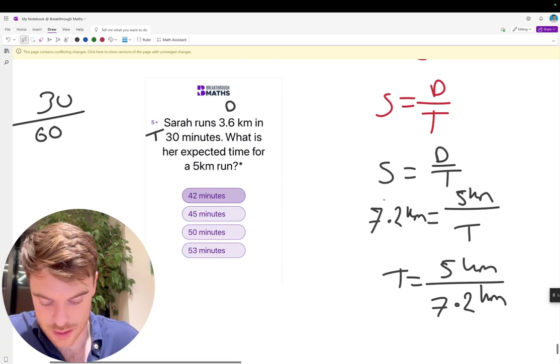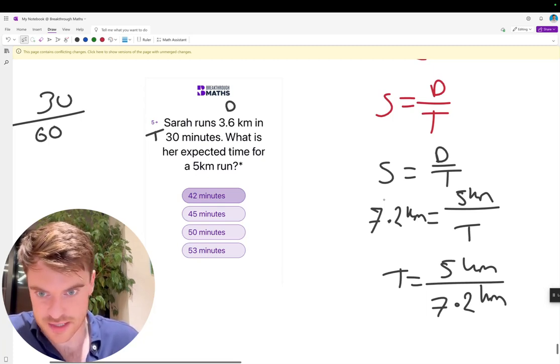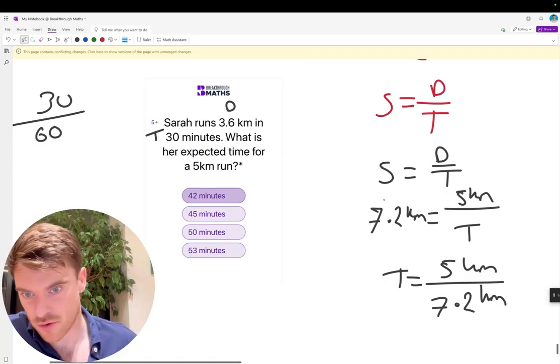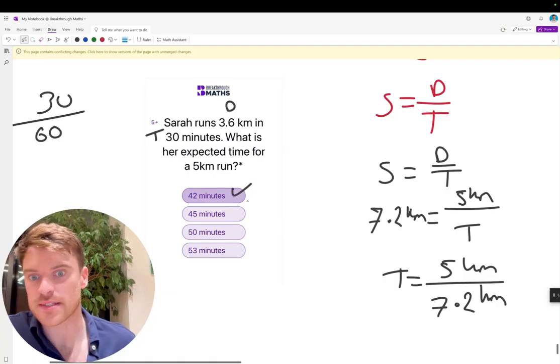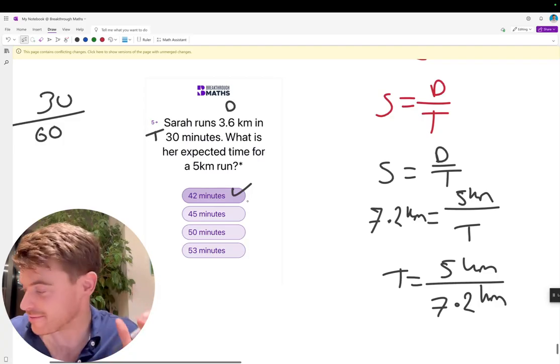So what's that as a fraction? As 0.69, so 60 times 0.69 is about 42 minutes, guys. That's the one. 42 minutes. So she was flying around the place. My mistake, sorry.